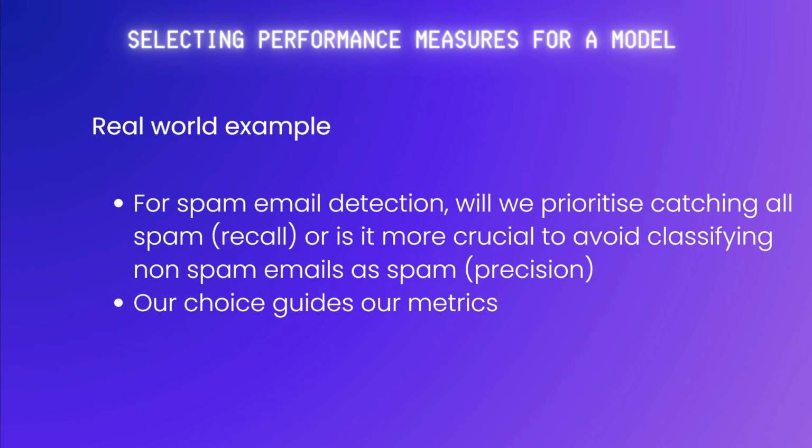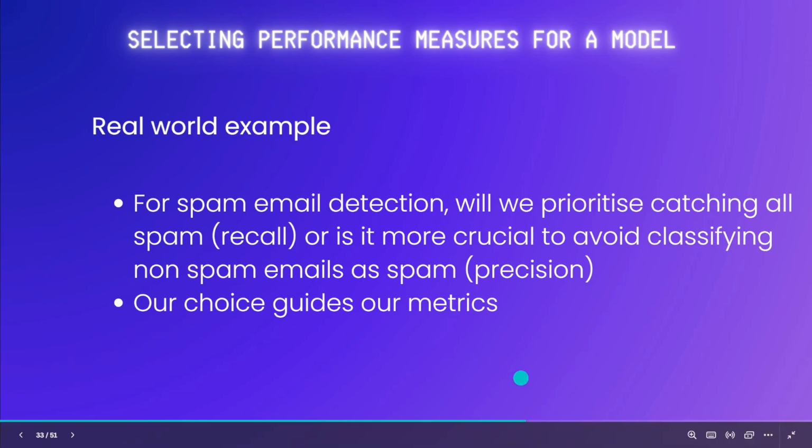Now let's bring this to life with a real world example. Suppose we are predicting whether an email is a spam or a ham. Will we prioritize catching all the spam, or is it more crucial to avoid classifying non-spam emails as spam, which is precision? And here our choice guides our metrics.